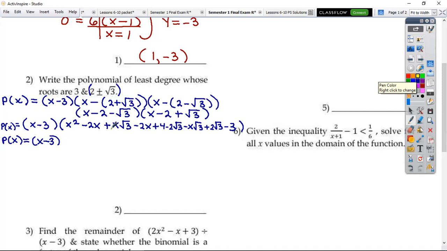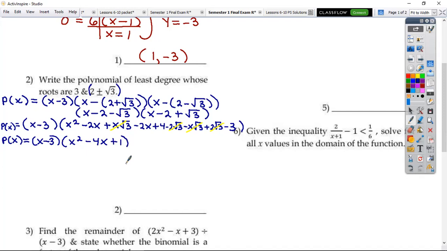x radical 3, excellent. Nice and light. You should have something else as well. 2 radical 3s, excellent. Again, go real light on the cancellation. If you want to use highlighters for your midterm, you're more than welcome to. Now what remains here is x squared, and I have minus 4x. And combine your constants together. I have 4 minus 3, which is just 1.